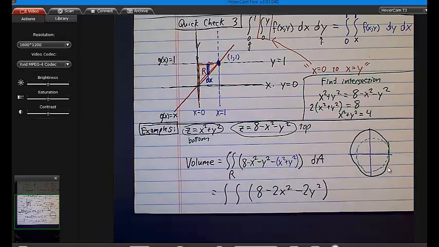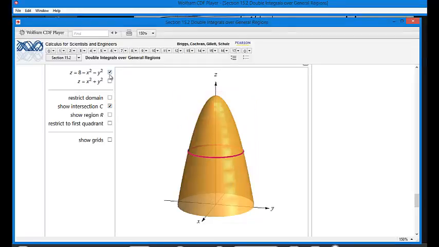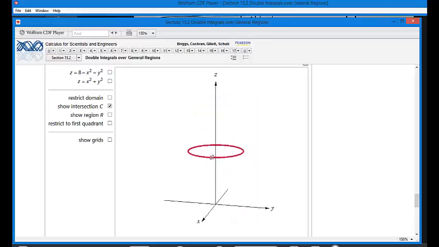Actually, you could see it if you just show the intersection, right? That's this. And let me not show the surface anymore. Let me just show that region. So I'll project that intersection down, and that's the region. Okay, see that? And now it says restrict to the first quadrant. How come? What's the strategy they're implementing here? Symmetry, right?